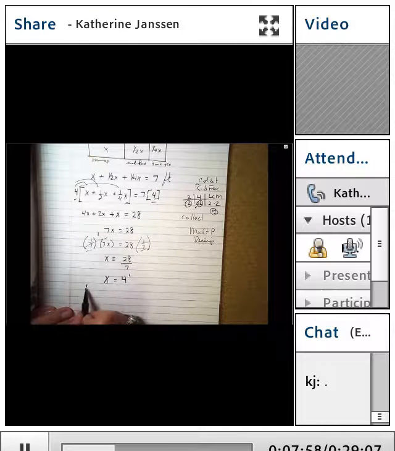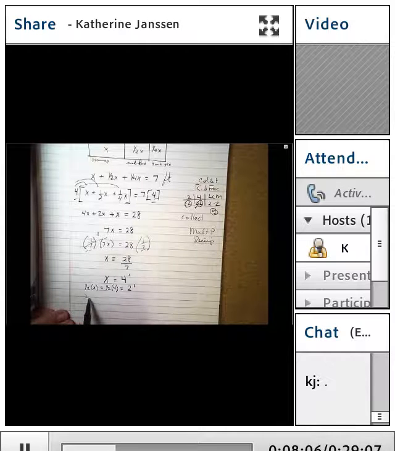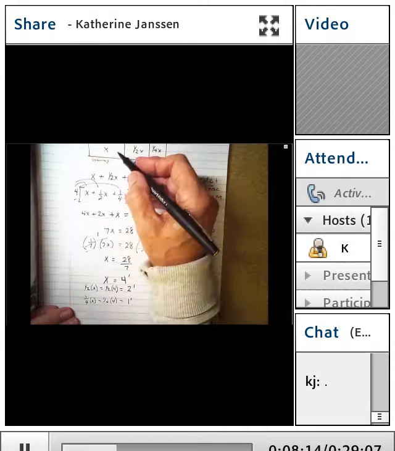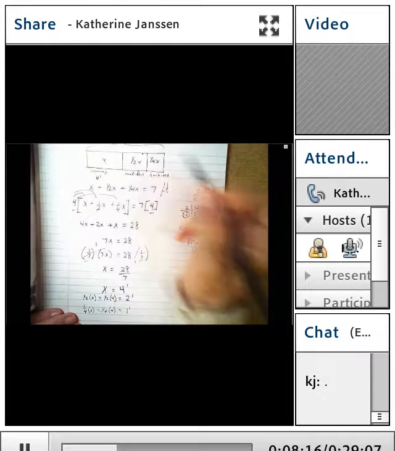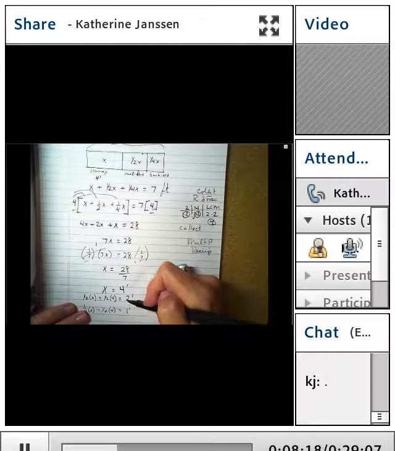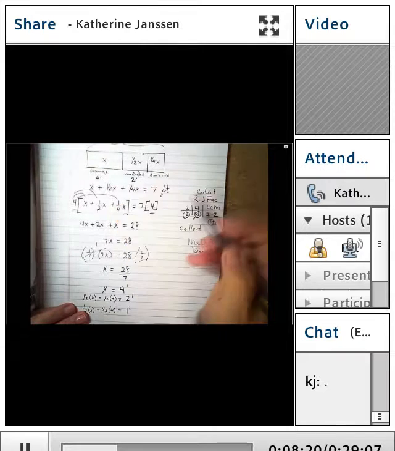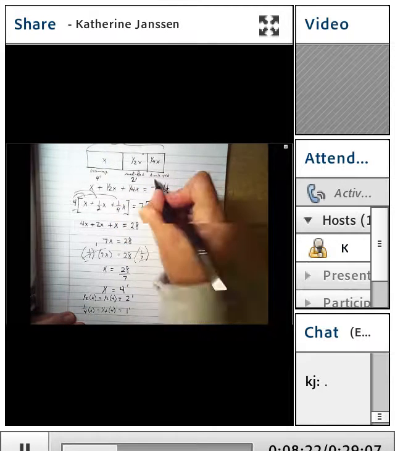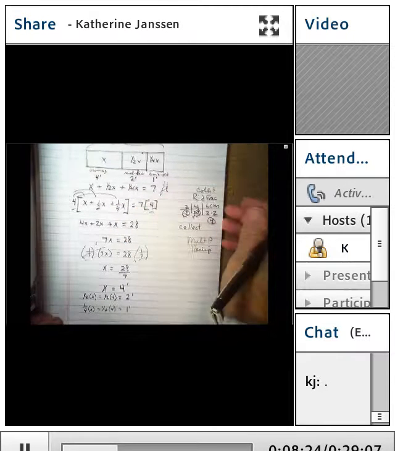1/2 of x would be 1/2 of 4 equals 2 feet. And 1/4 of x would be 1/4 of 4 equals 1 foot. So our orange section is 4 feet. Our medium red section is 2 feet. And the dark red section is 1 foot, for a total of 7 feet.